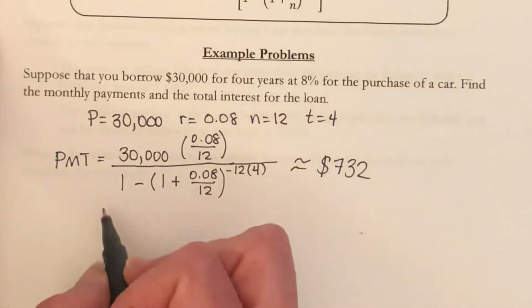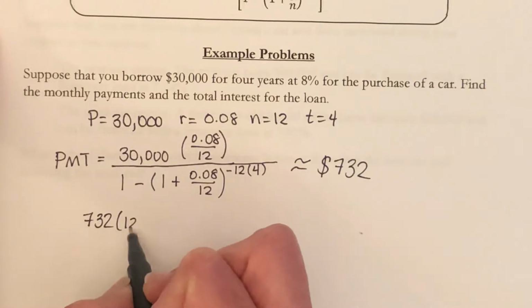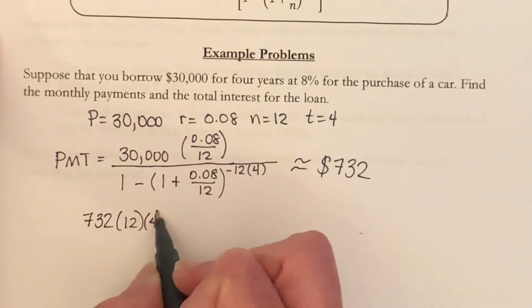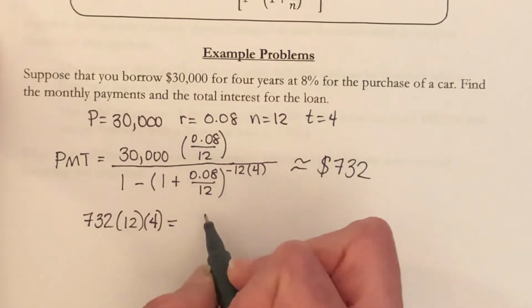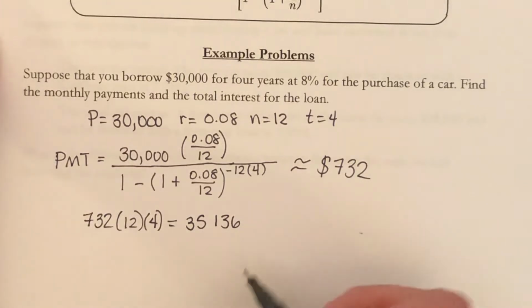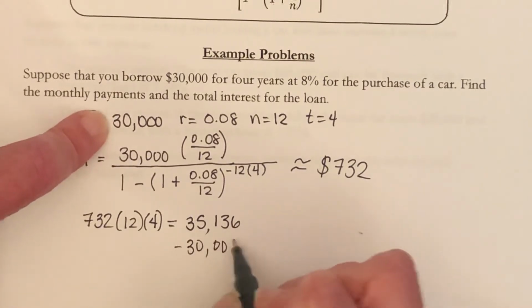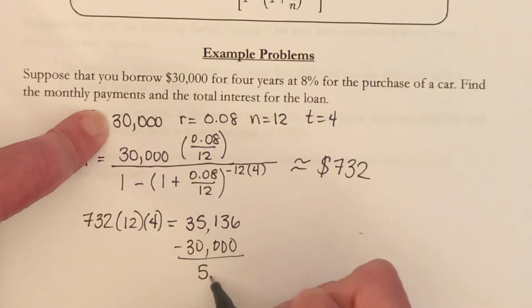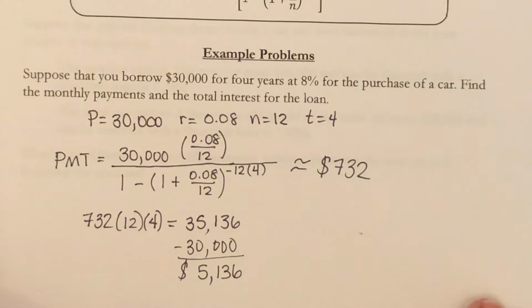Okay, so how much do you end up making on interest? Well, if I have $732 a month for 12 months in a year for 4 years, then I have paid in a total amount of $35,136. So that's how much I've made in payments. I'm going to subtract off the $30,000, and the rest of this will be interest. So you're paying $5,136 in interest on this loan.